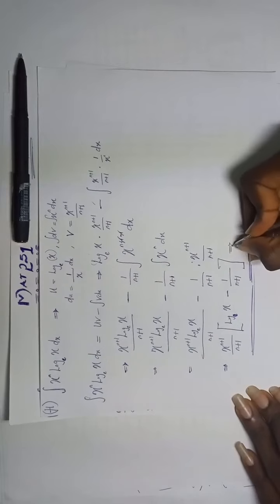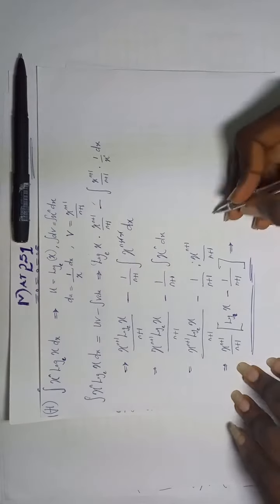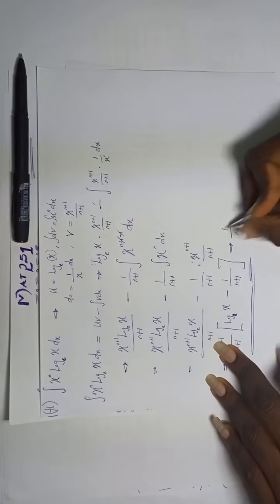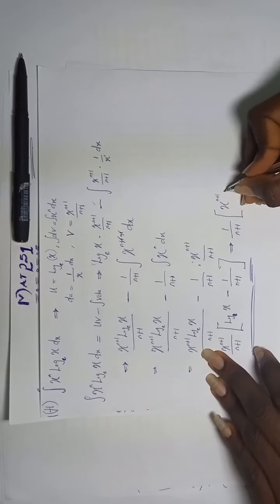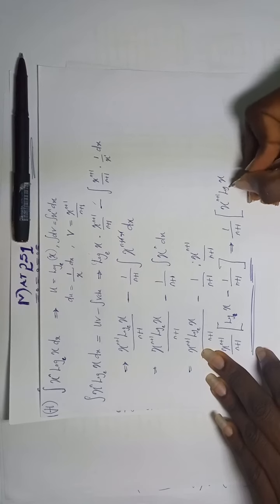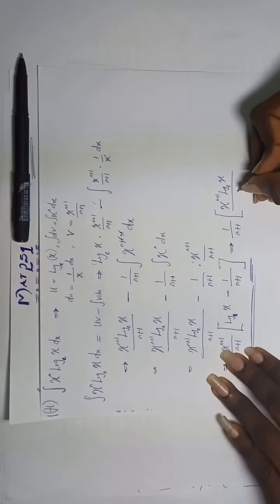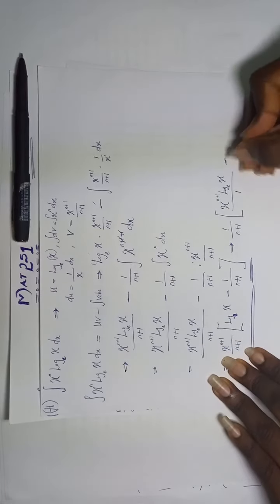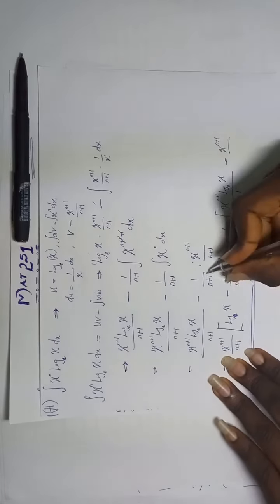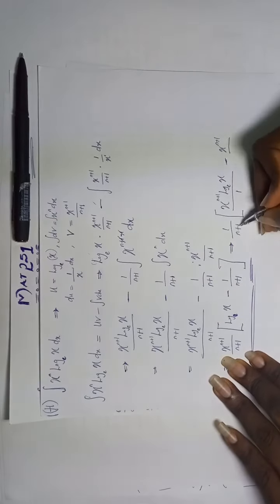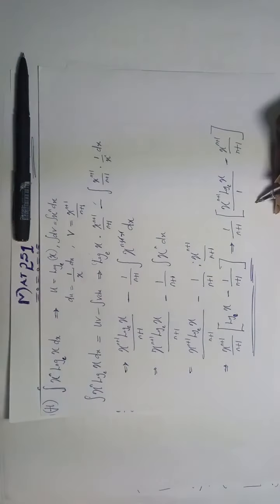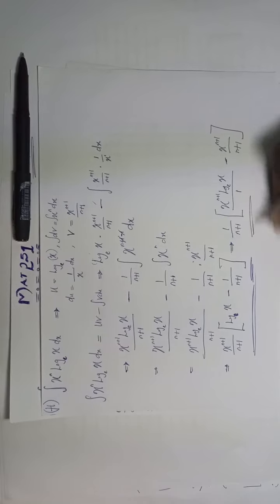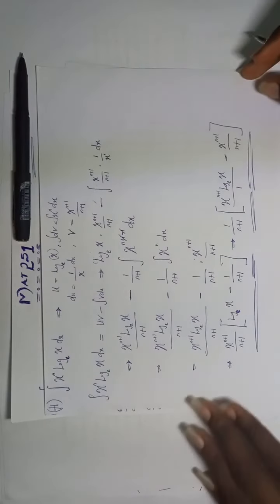So therefore, trivially, you leave the result like this, or you factor out 1 over n+1, and whatever you have left is x^(n+1) ln of x to base e over 1, then minus x^(n+1). The 1 over n+1 cancels this, then whatever I have left is this. So this is how it works, and this gives the final result. So thanks for watching. I really appreciate it.